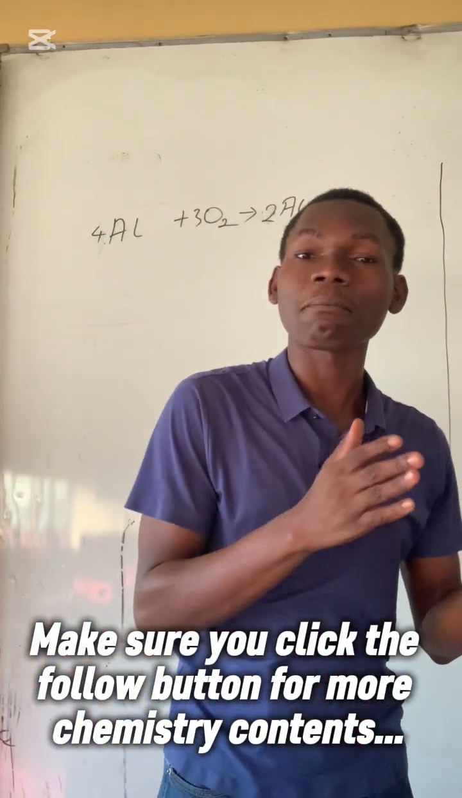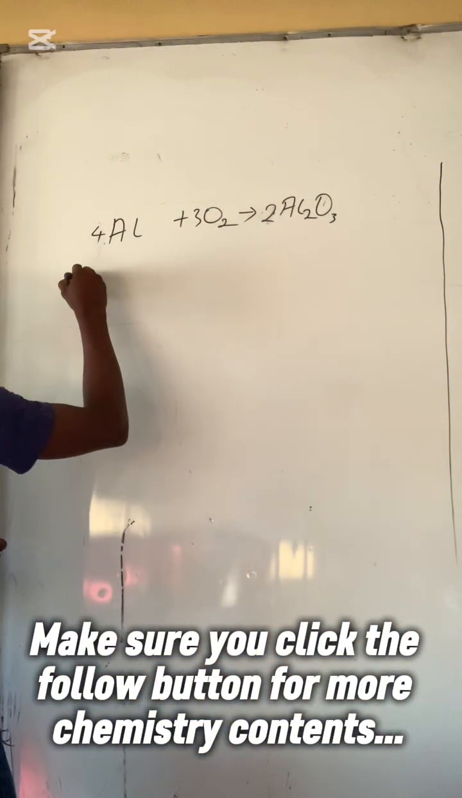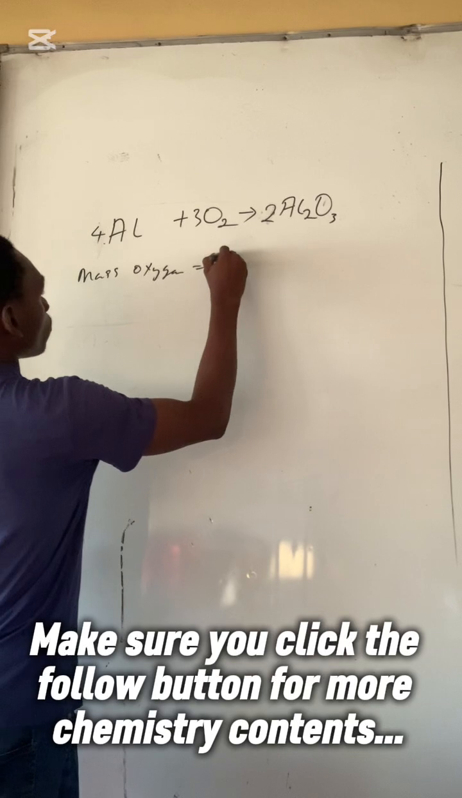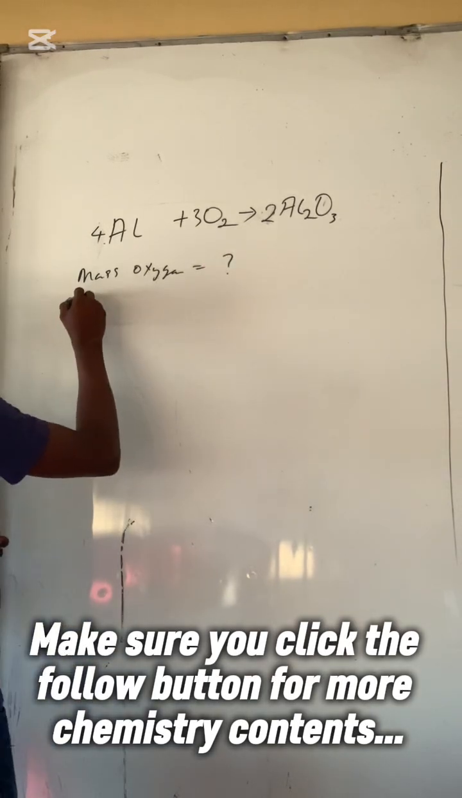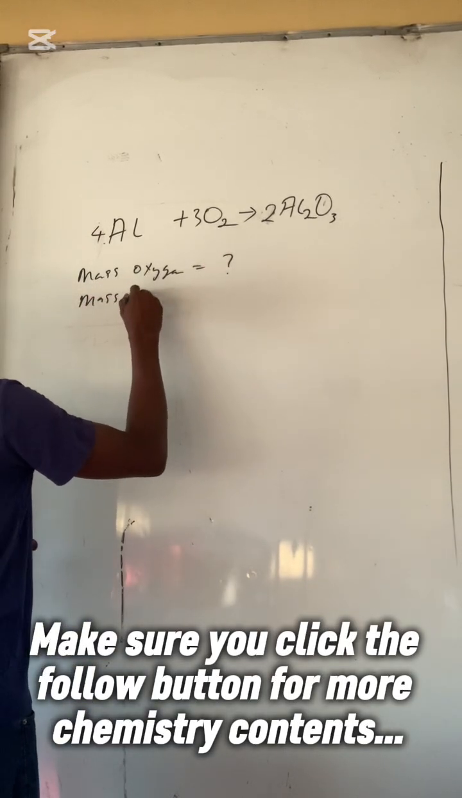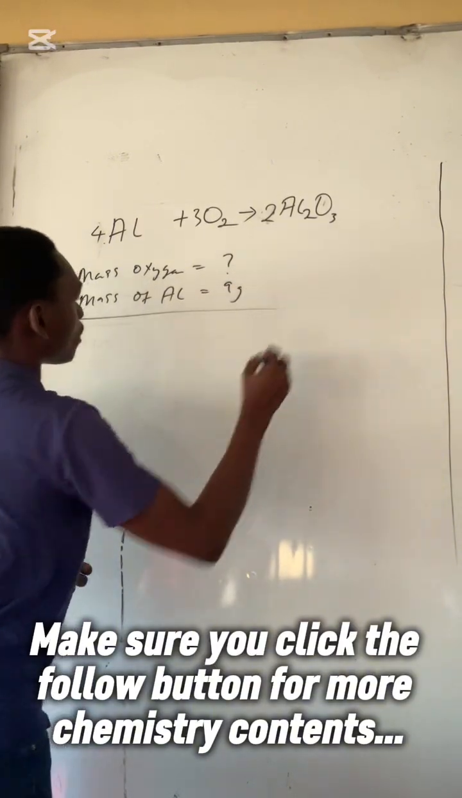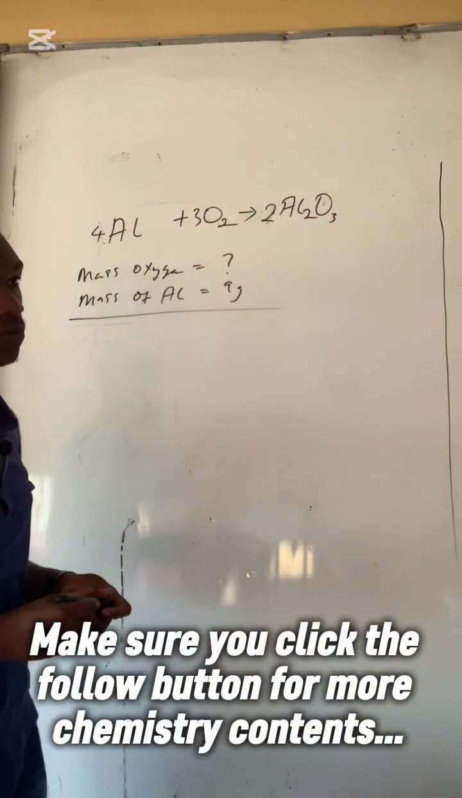You ask what mass of oxygen. Mass of oxygen equals question mark. We react with the mass of aluminium, and they give us 9 grams. Now, how are we going to analyze this question?